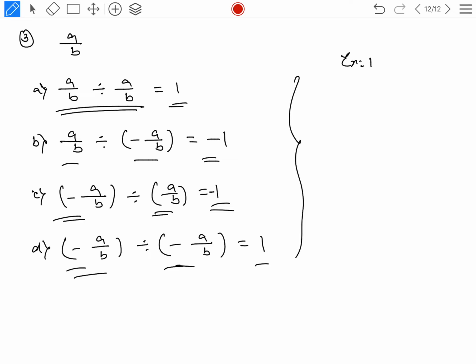Okay. So in our next class, we'll be solving exercise 1C. For today, this much is enough. So we'll revise these properties that we have learned, and you will practice some examples that are given in your books. So in the next class, we'll be discussing exercise 1C. Okay, this much for today.